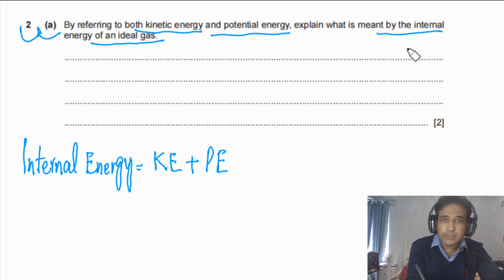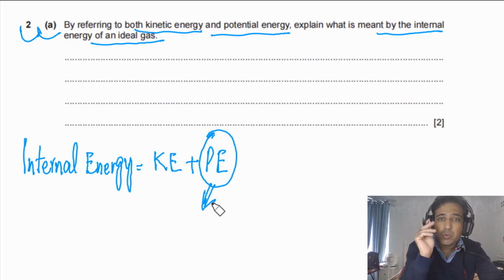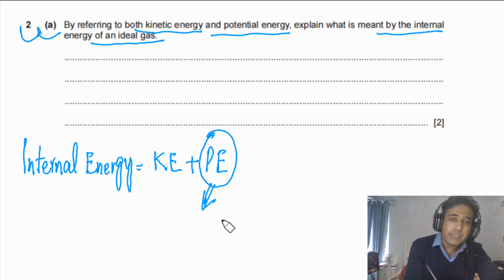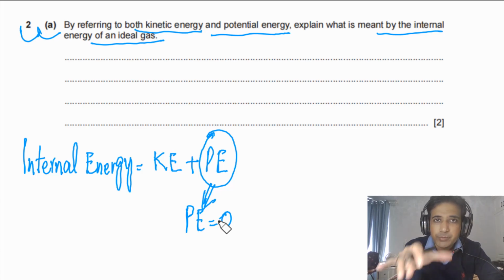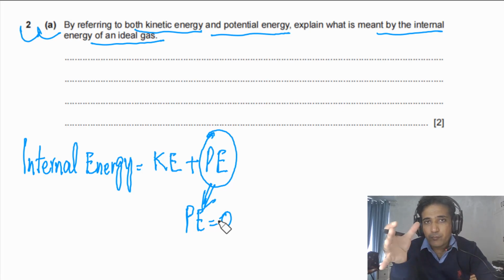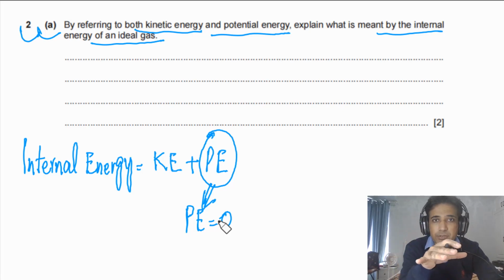Now how can we define internal energy for an ideal gas? For ideal gases, we need to understand there are no intermolecular forces, no attractive forces between molecules. It means that the potential energy of an ideal gas is equal to 0. So it simply means that the internal energy of an ideal gas is equal to the sum of random kinetic energies of all the molecules in a gas. So these are the points we need to understand. Now let me show you how you can write down a proper answer.